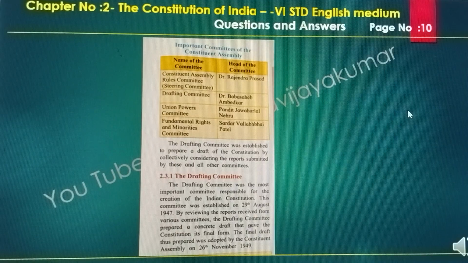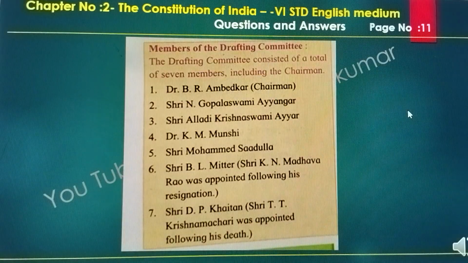2.3.1 The Drafting Committee. The Drafting Committee was the most important committee responsible for the creation of the Indian Constitution. The committee was established on 29th August 1947. By receiving the reports from the various committees, the Drafting Committee prepared a concrete draft that gave the Constitution its final form. The final draft thus prepared was adopted by the Constituent Assembly on 26 November 1949.